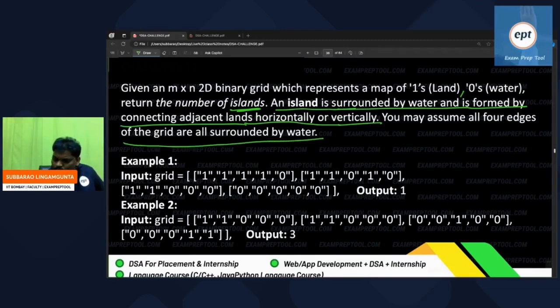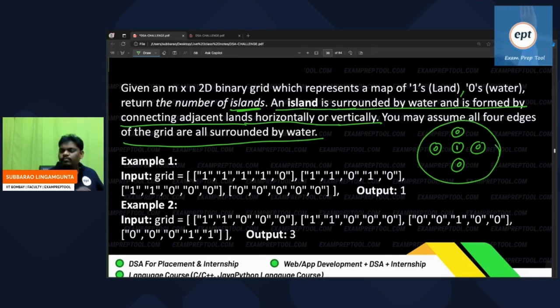So what you want to say is, listen, one means land and zero means water. So remember, this is one island. An island is the one surrounded by water, all four sides surrounded by water. So this is one island, and you have to return one.